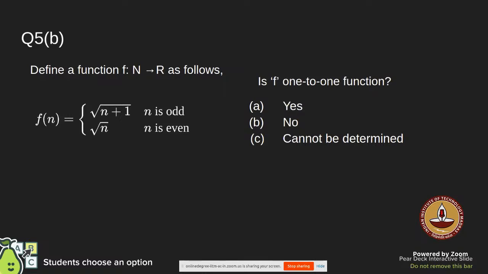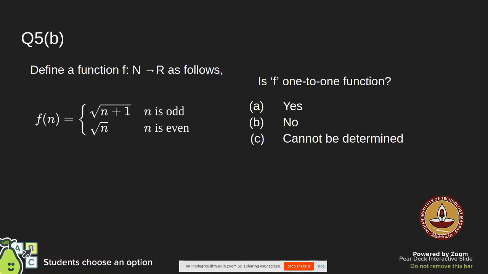Now again the question is: can you please look again whether it is 1-to-1? No, sir, not 1-to-1. Why? Because f(1) equals f(2). You are correct. So f(1) is root 2, right? And f(2) is also root 2. Is it clear? Yes, sir. This is not 1-to-1.